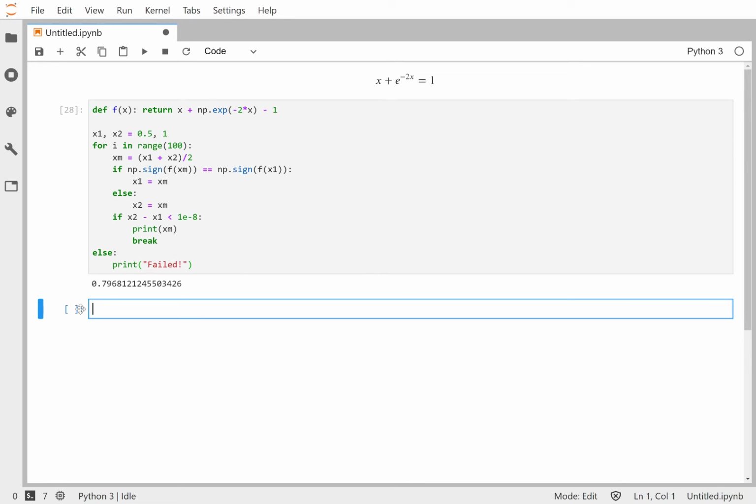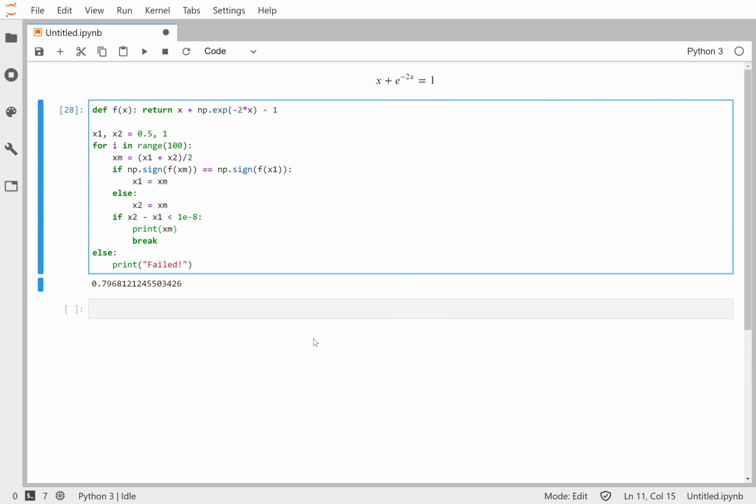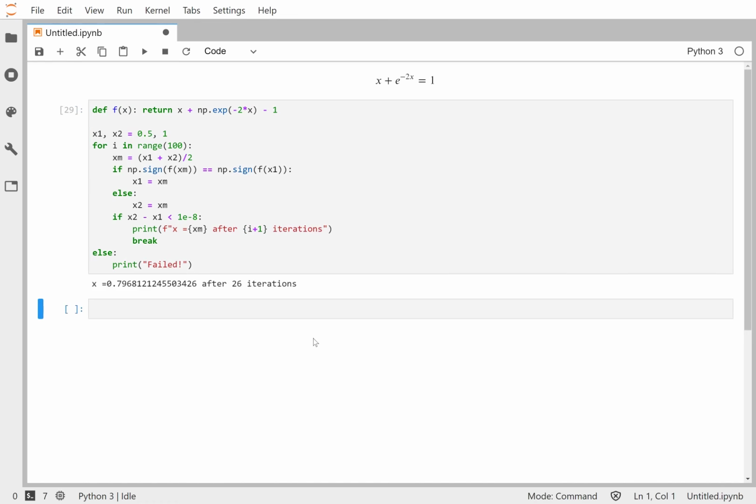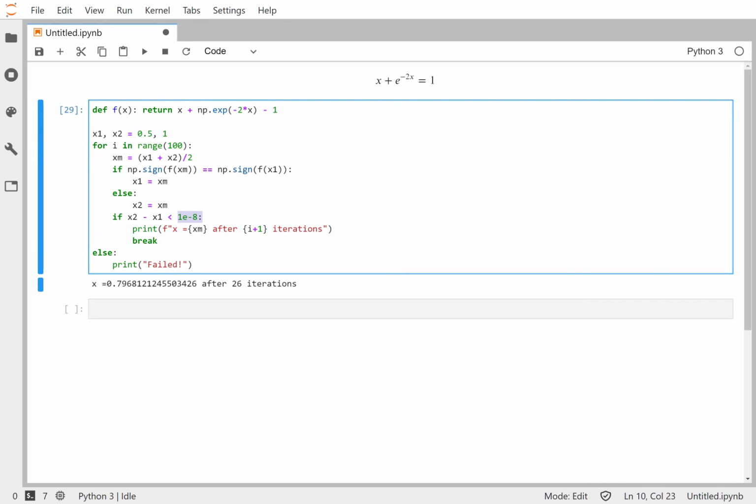Okay, and if we run this, here we go, converging to 0.797. I guess it'd be worth printing how many iterations. So let's make this a little bit fancier. So we'll do x equals the current midpoint value after i, or really I guess i plus 1 iterations. So it took 26 iterations, cutting our interval in half each time until we could be accurate within 10 to the minus 8.